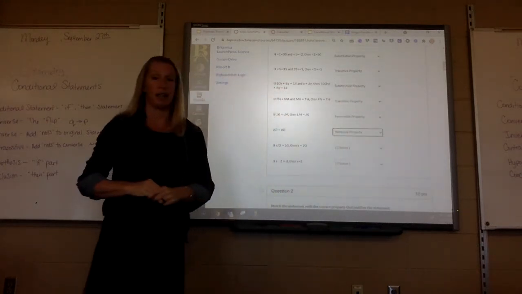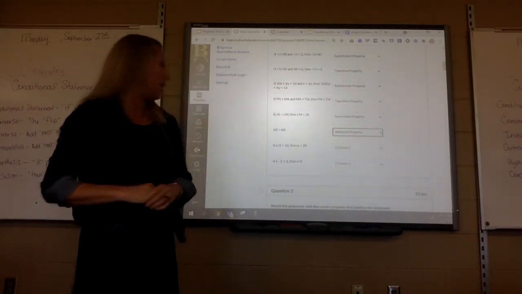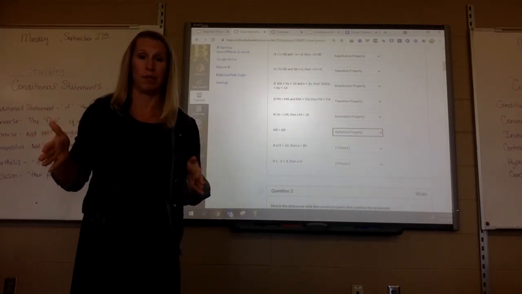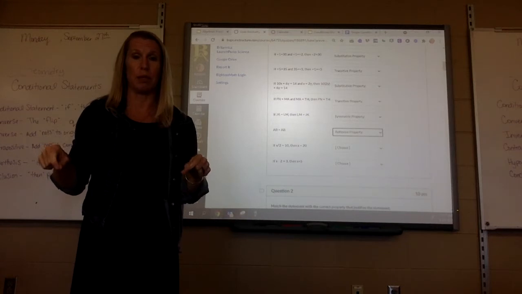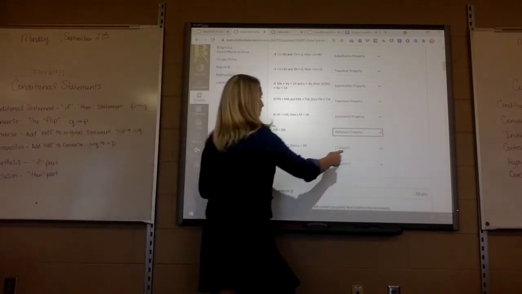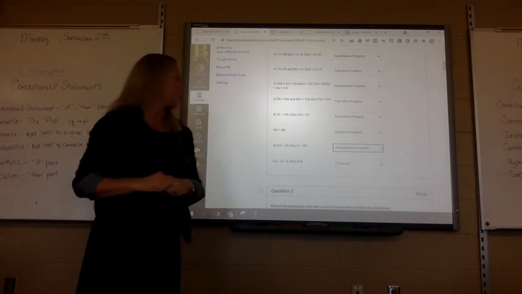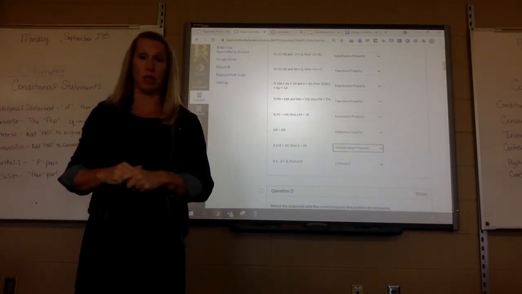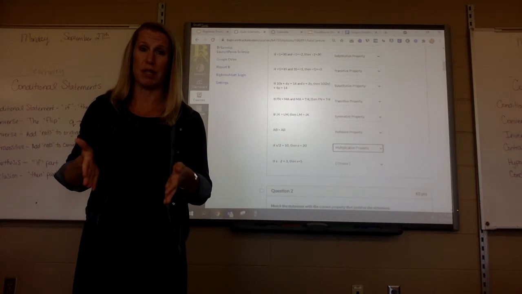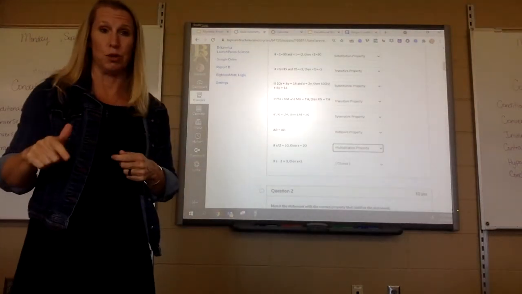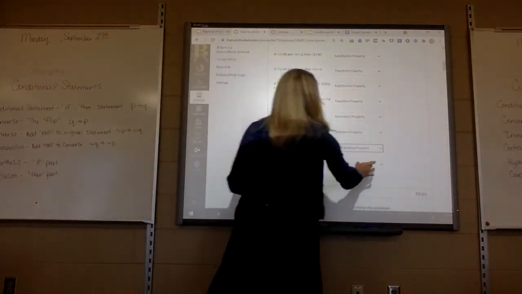This one says if x divided by 2 equals 10, then x equals 20. What did we do to both sides of the equation? Well, you multiplied both sides by 2, so that's multiplication property. And then finally, if x minus 2 equals 3, then x equals 5. So what did we do to both sides of the equation to get x equal to 5? Well, we added 2, so that would be addition property.